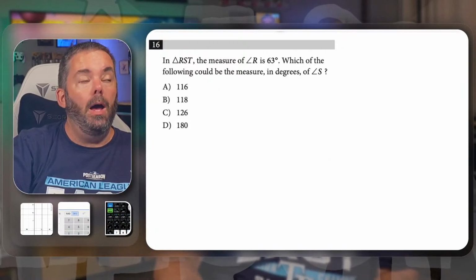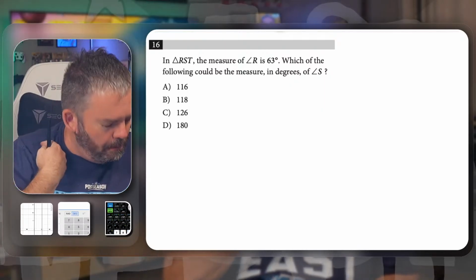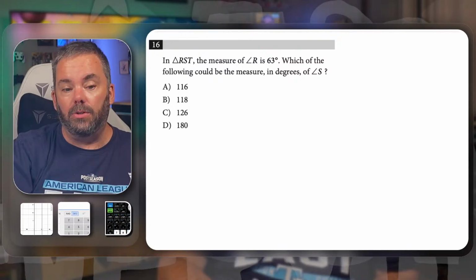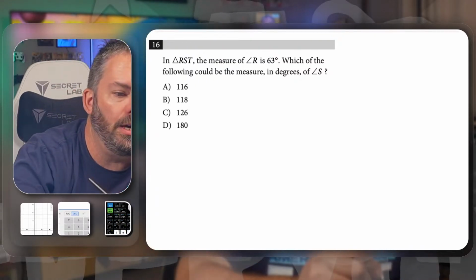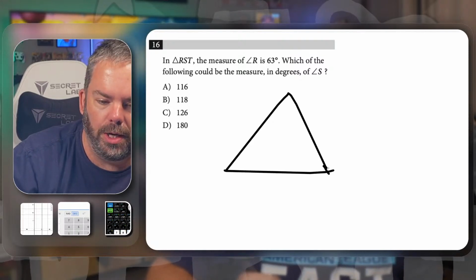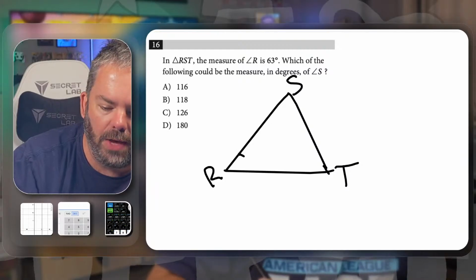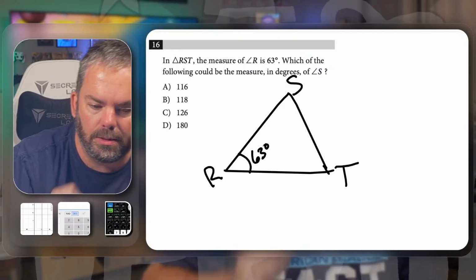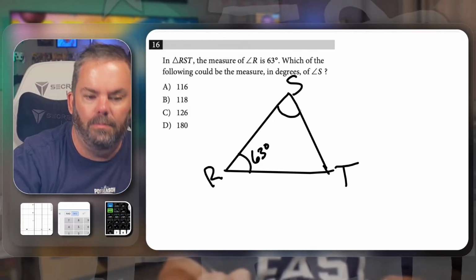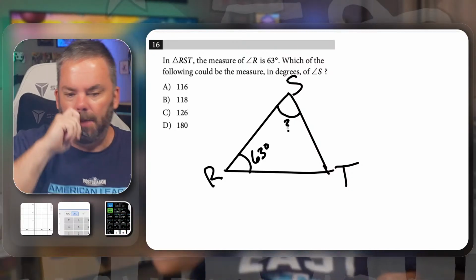Okay, remember, similarity is an obsession, and then as far as the million theorems, look at this. Another one that uses what we just said about triangles. It says in triangle RST. Okay, so let me draw RST. I'm going to do such a great job. RST. Okay, the measure of angle R is 63 degrees. Which of the following could be the measure of angle S, right? There we go. We just want to know what that is, right?